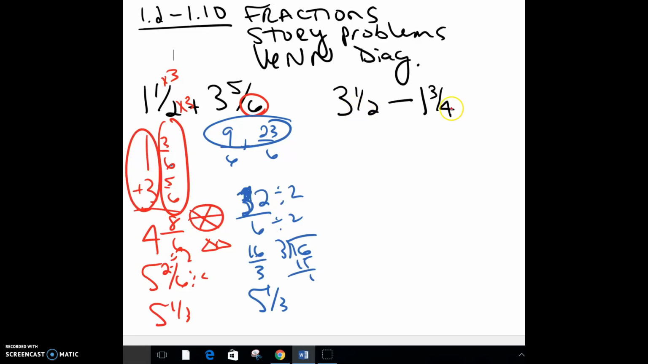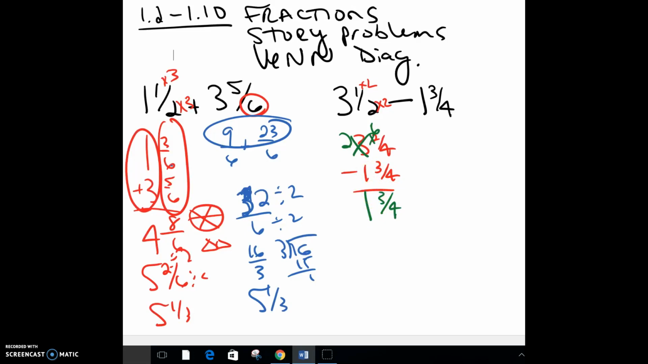I'm going to get a common denominator here. It's 4, so I'm just going to double and double. So I get 3 and 2/4 minus 1 and 3/4. I can't take 3 away from 2, so I'm going to have to ungroup a pizza. All of the pizzas come in 4, so 5, 6. Slices with slices, subtract. Pizzas with pizzas, subtract.